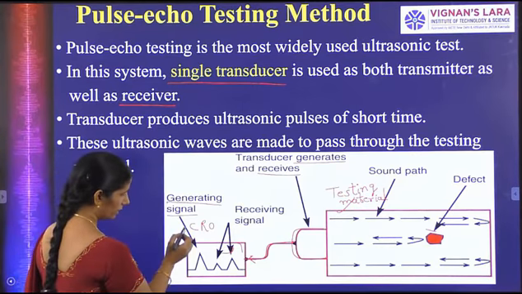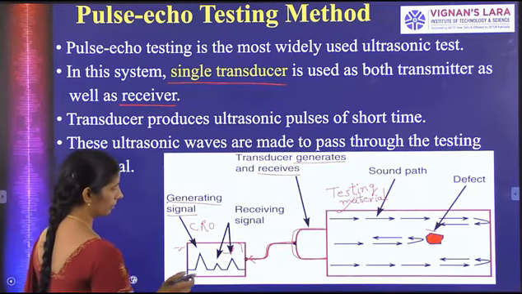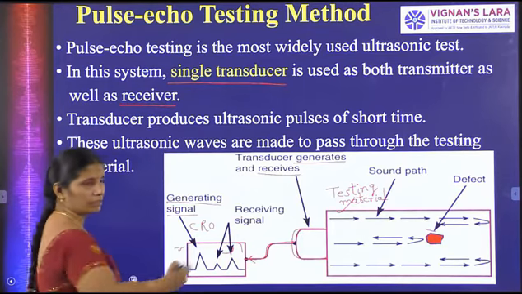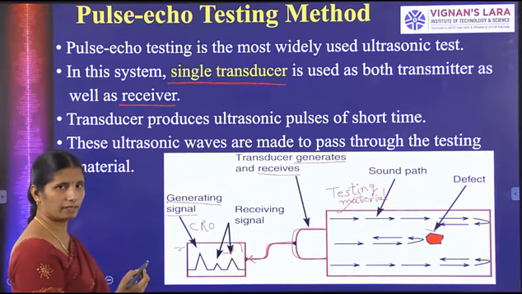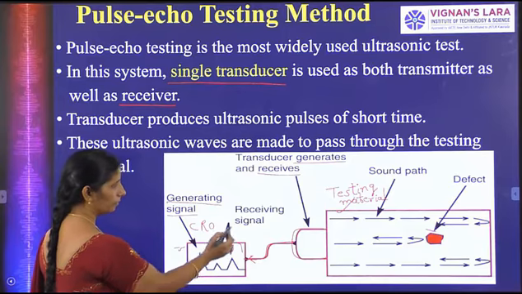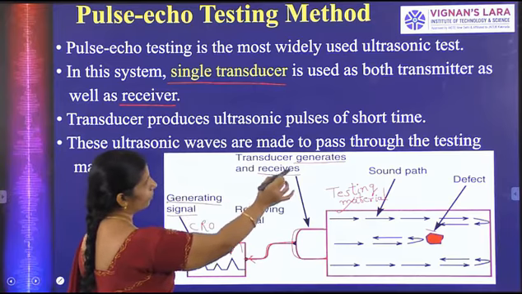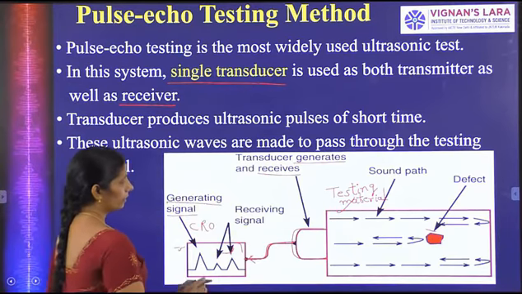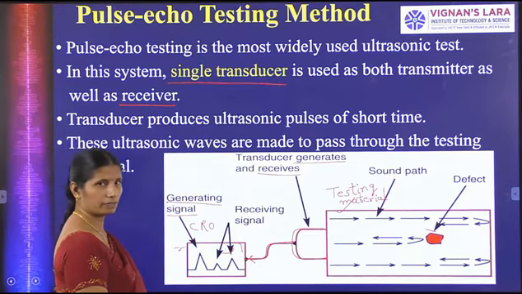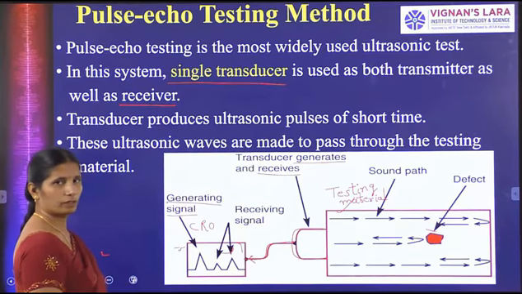The first initial generating signal represents the initial signal of the ultrasonic waves, and these are the receiving signals after the reflection. When the ultrasonic waves are reflected back, they are received by the receiver. So these signals represent the receiving signals. These ultrasonic waves are made to pass through the testing material. Initially we will use a single transducer which produces the ultrasonic waves, and they are passed through the testing material. Okay.